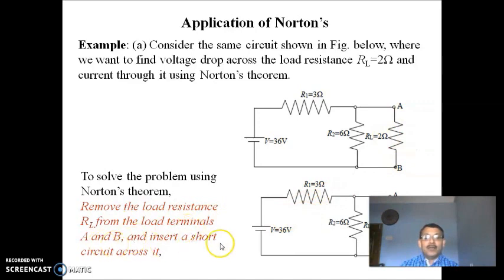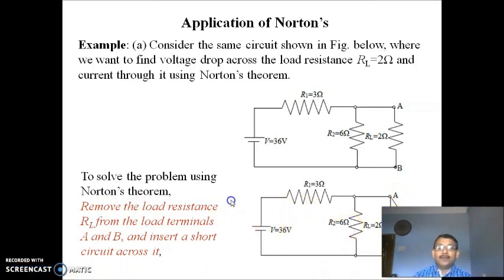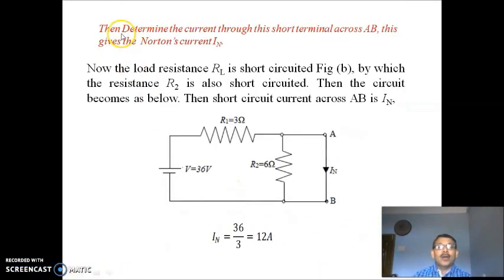from the load terminals and short circuit the terminals A and B. That means by removing this load resistance, I have short circuited A and B. Then determine the current through this short circuit at the short terminals across AB. This gives the Norton's current IN.